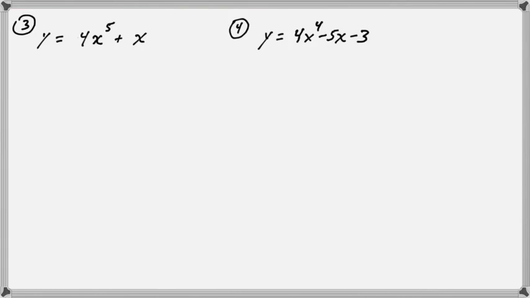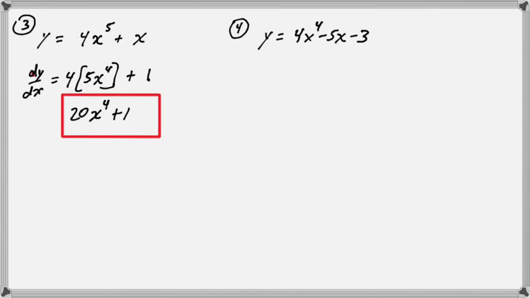Okay, number 3. You're going to take the derivative, dy/dx. Keep the 4 out as a constant factor. Power, base, 1 less power. The derivative of x is 1, so that becomes 20x to the 4th plus 1.